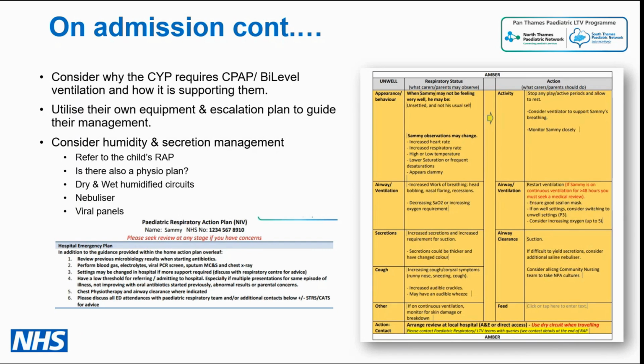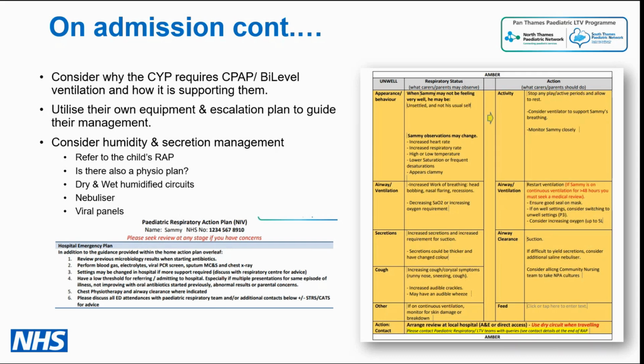And then consider humidity and secretion management. This respiratory action plan on the screen is really helpful. It's really clear, and it's got lots of information about secretions and further management. Does the child have a physio? Is physio already part of their care? Do parents do it? Can we call physio? Can we get them involved early?